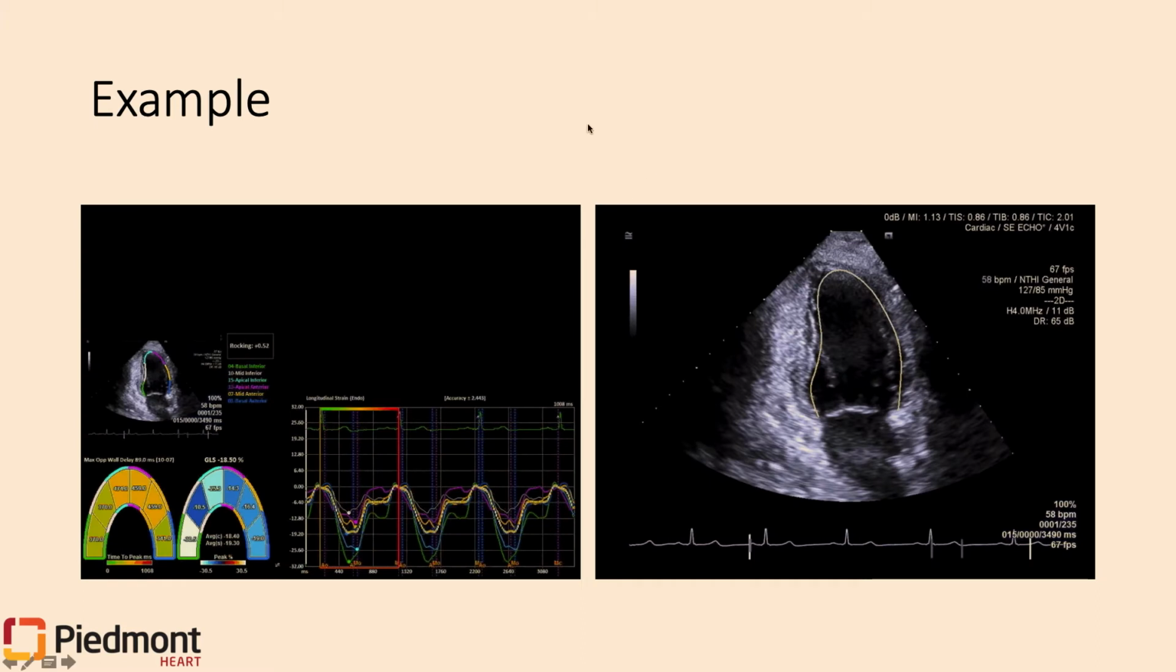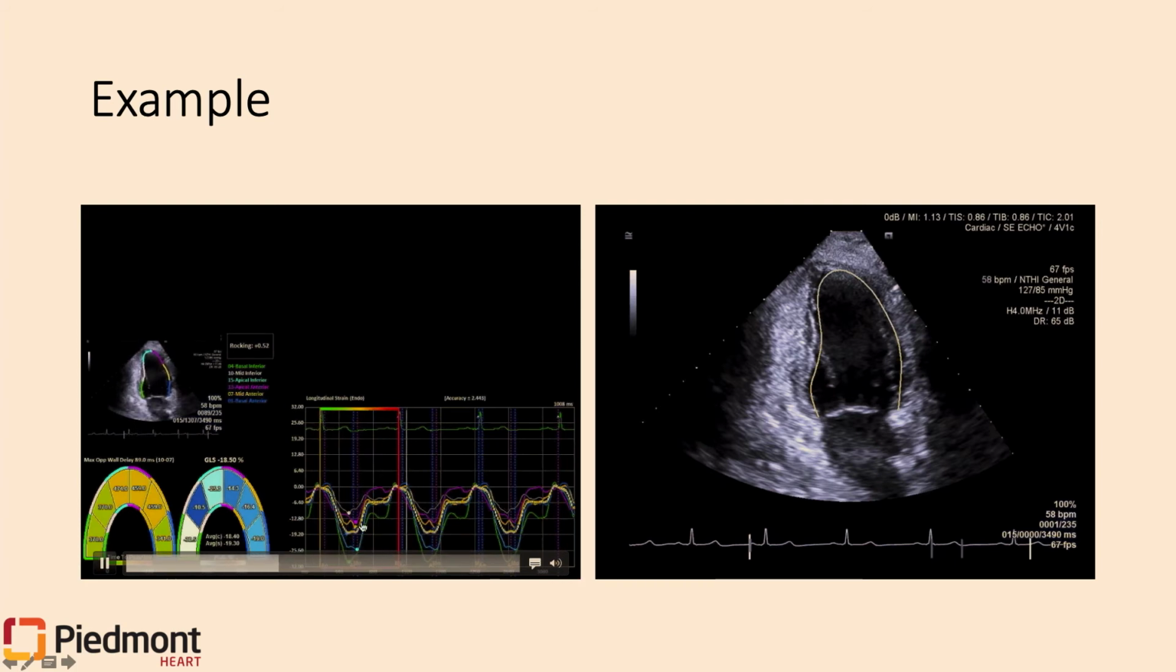Here is an example of a strain using our Siemens vendor at our Piedmont site. It may look different between the different vendors, but I just wanted to give you an example. So here you can see a 2-chamber view with the tracking of the endocardium. The strain is actually written here, and it is important to know with your vendors where the longitudinal strain is shown, because there may be other numbers shown such as segmental strain and so on, and so it's important to find where your longitudinal strain is shown, which is right here in our Siemens platform.